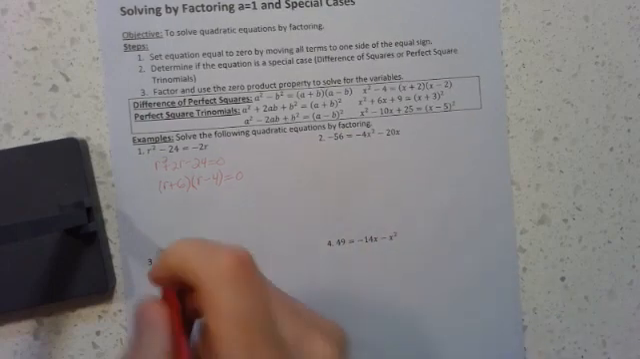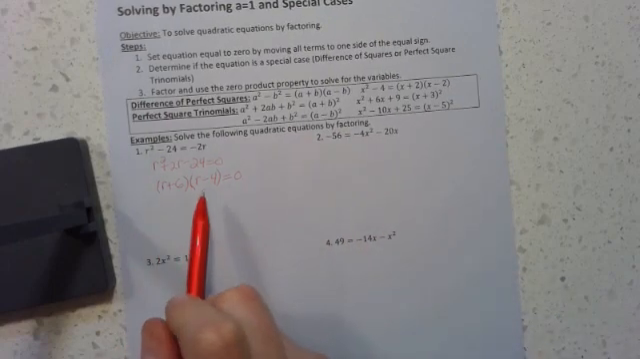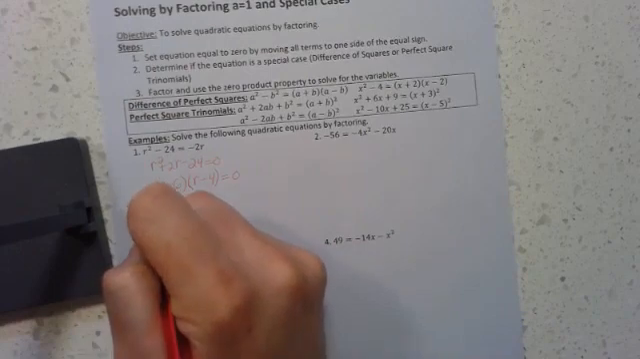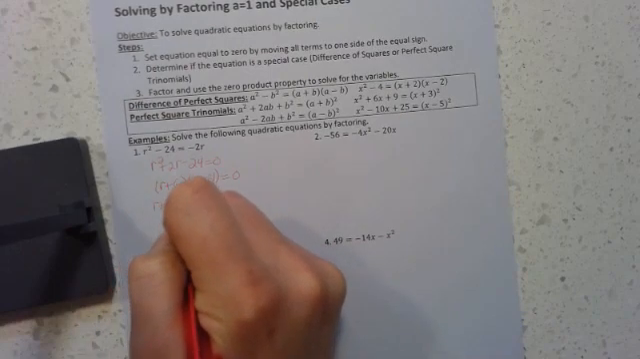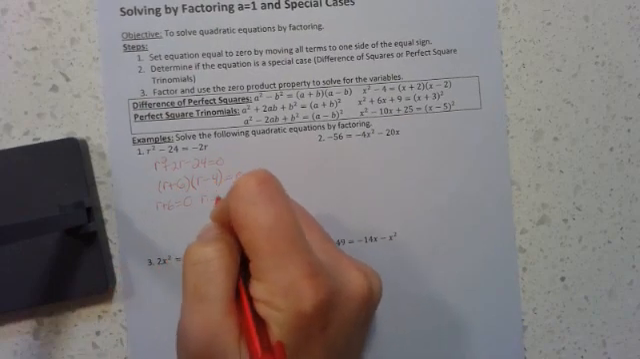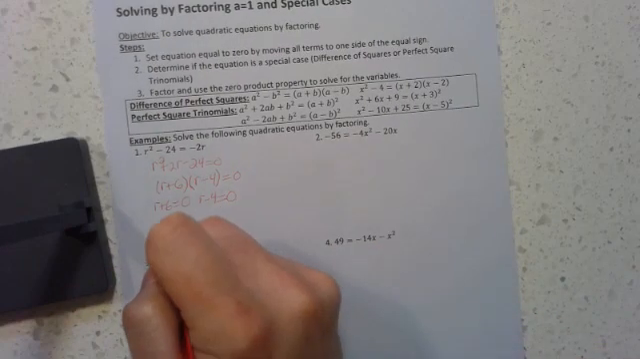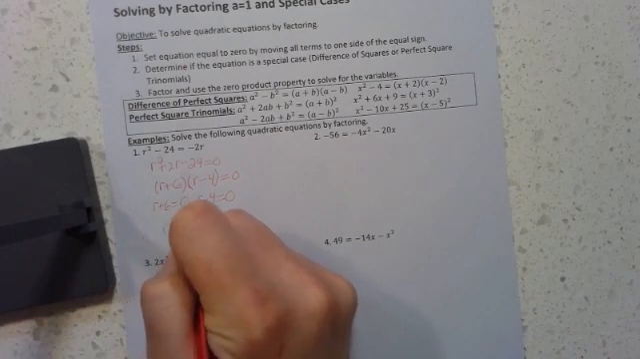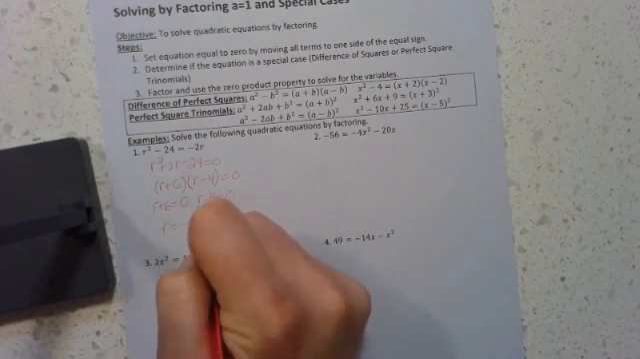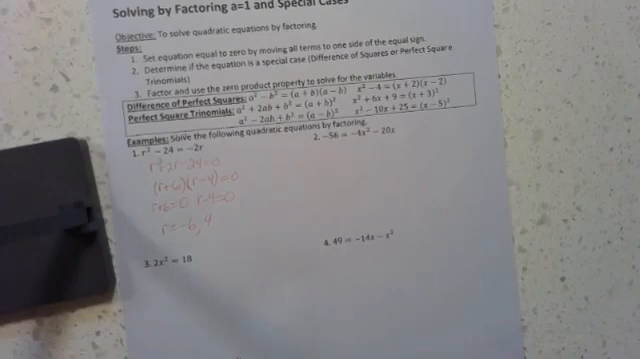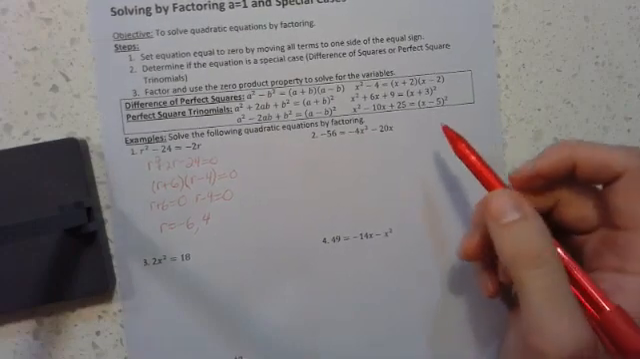Now using the zero product property, we're going to set both of these binomials equal to 0. So we have r plus 6 is equal to 0 and r minus 4 is equal to 0. Then we solve for r, so we get r is equal to negative 6 and positive 4. And those are our two solutions. All right, let's take a look at number 2.